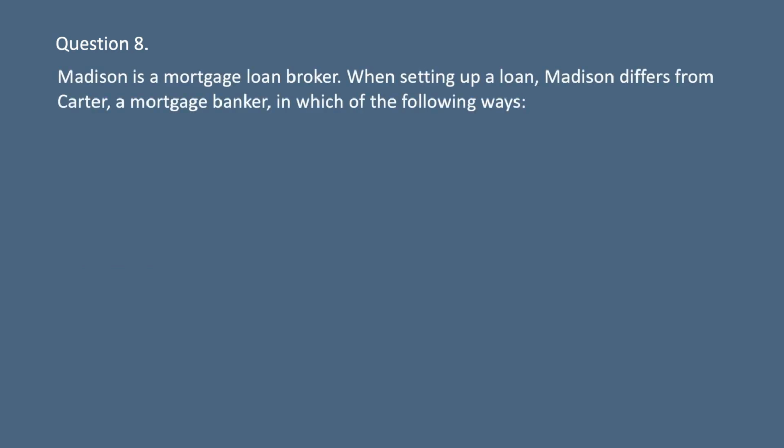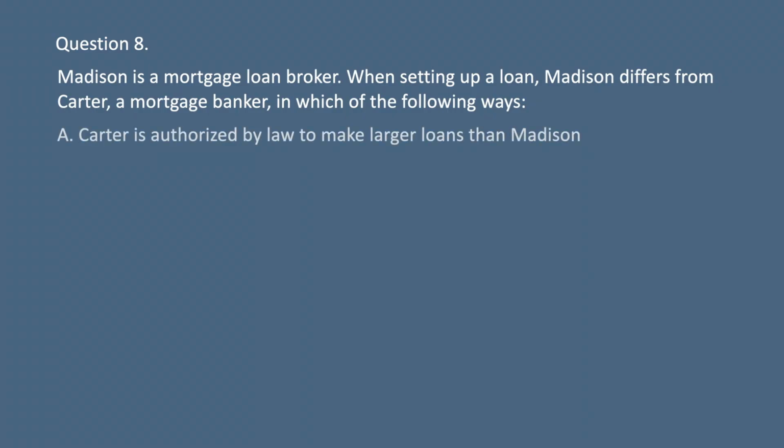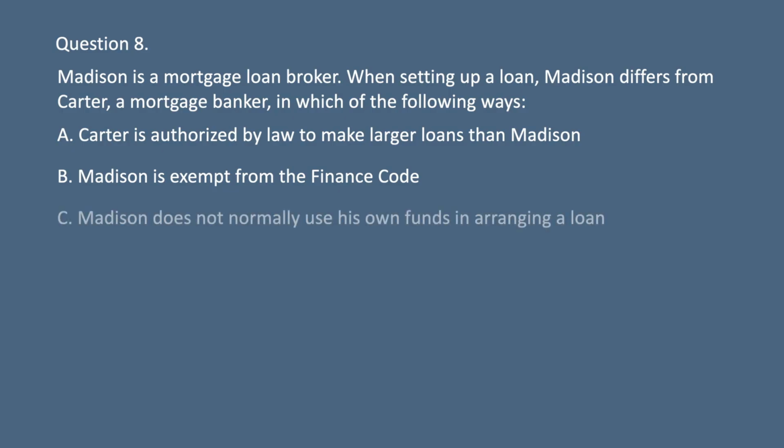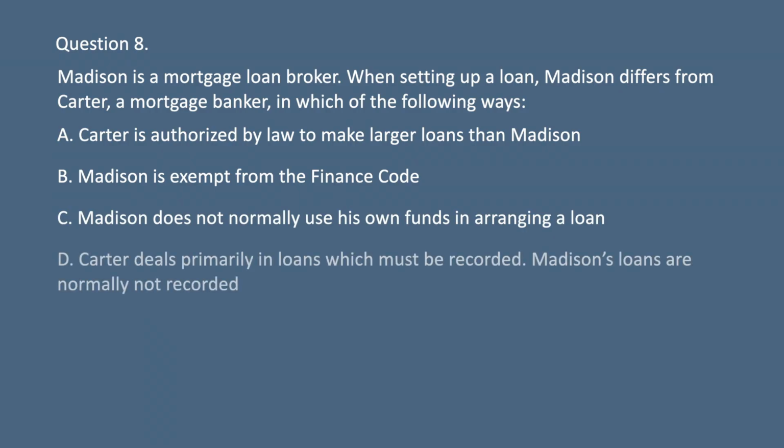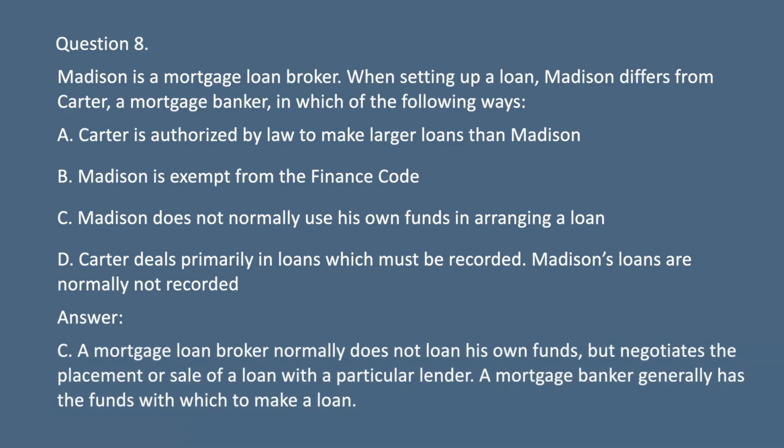Question 8. Madison is a mortgage loan broker. When setting up a loan, Madison differs from Carter, a mortgage banker, in which of the following ways? A. Carter is authorized by law to make larger loans than Madison. B. Madison is exempt from the Finance Code. C. Madison does not normally use his own funds in arranging a loan. D. Carter deals primarily in loans which must be recorded. Madison's loans are normally not recorded. Answer. C. A mortgage loan broker normally does not loan his own funds, but negotiates the placement or sale of a loan with a particular lender. A mortgage banker generally has the funds with which to make a loan.